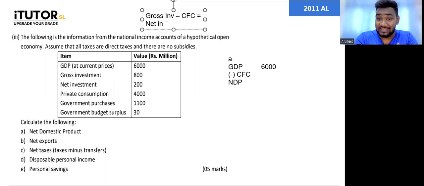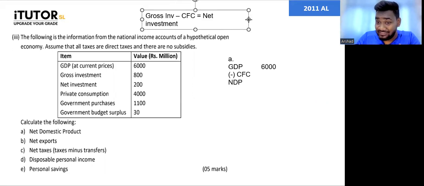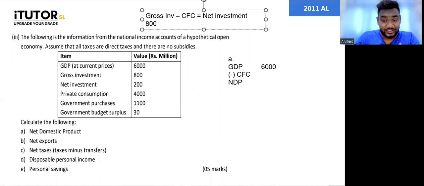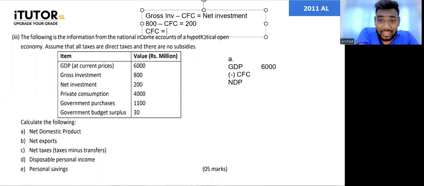Net investment. So in our question, they have given us gross investment. Gross investment is 800. So from 800, if you minus CFC, you get net investment, that is 200. Can you tell me, guys, how much should my CFC value be? From 800, if I minus something, I get 200. So how much is CFC? CFC is 600. This can be your workings, you can show this on the side.